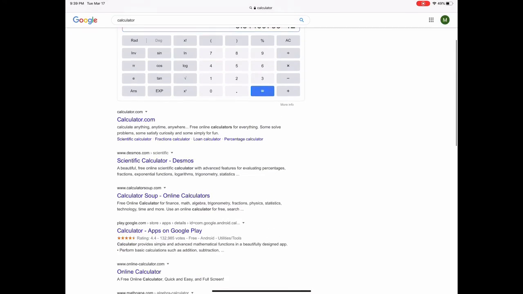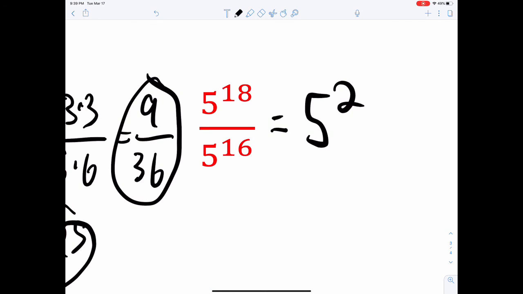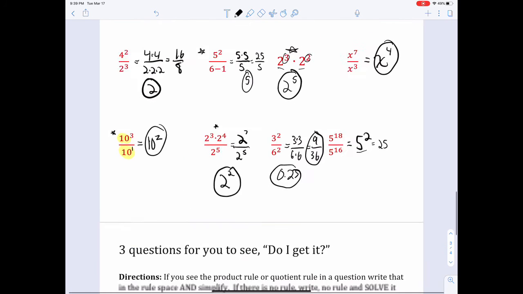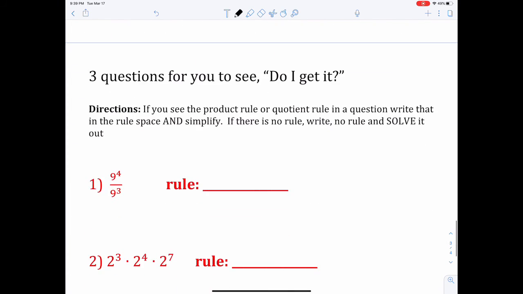So really the best way of telling what the answer was by doing it out, and now 5 squared is much more calculatable. That's just 25. All right, good job with that. That's kind of why we need to know those rules.